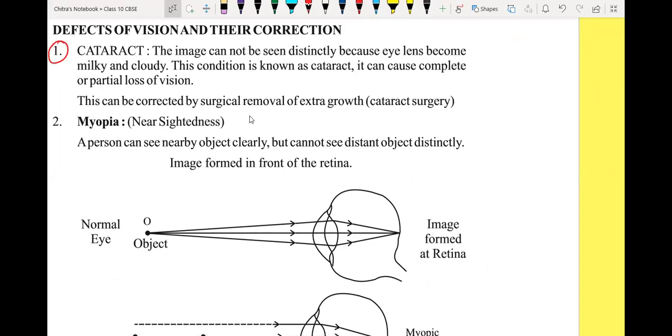Most of the time government hospitals run campaigns for people suffering from cataract, and the government is providing free treatment and free operations for them.